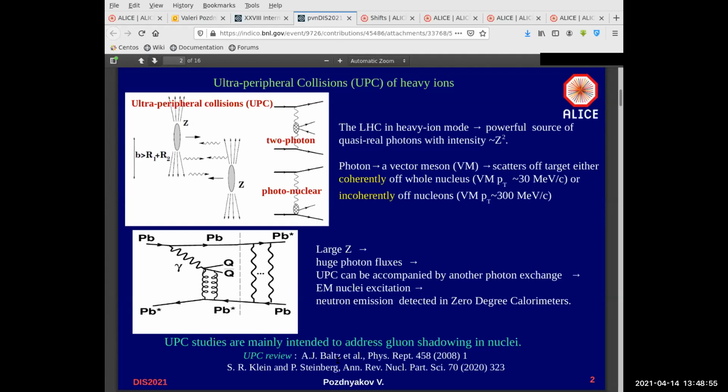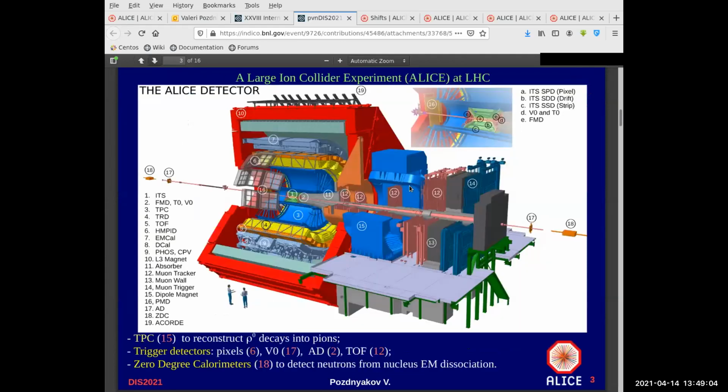There are at least two very nice UPC reviews which can be looked at. The ALICE detector at the LHC is composed of many different kinds of detectors, but for our study the main one is the TPC, the time projection chamber, to reconstruct rho-zero decays into pions. We also have some trigger detectors which allow us to efficiently collect the data, and a zero-degree calorimeter to detect the neutrons from electromagnetic dissociation.